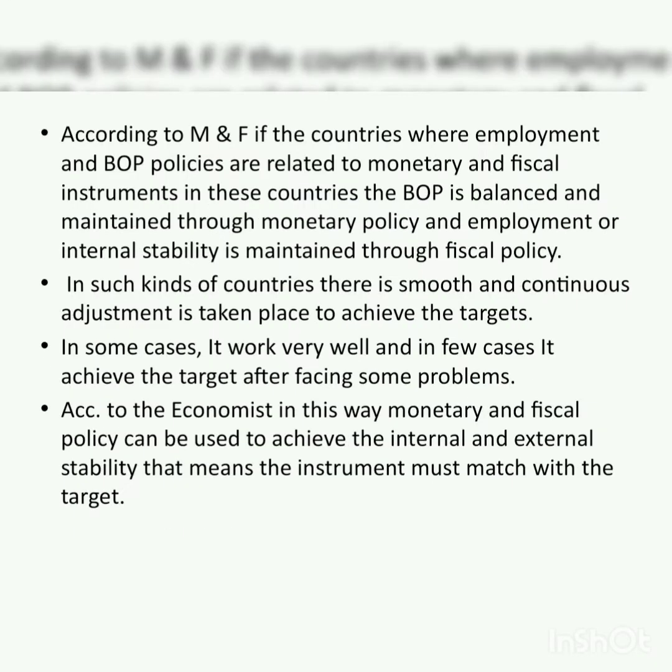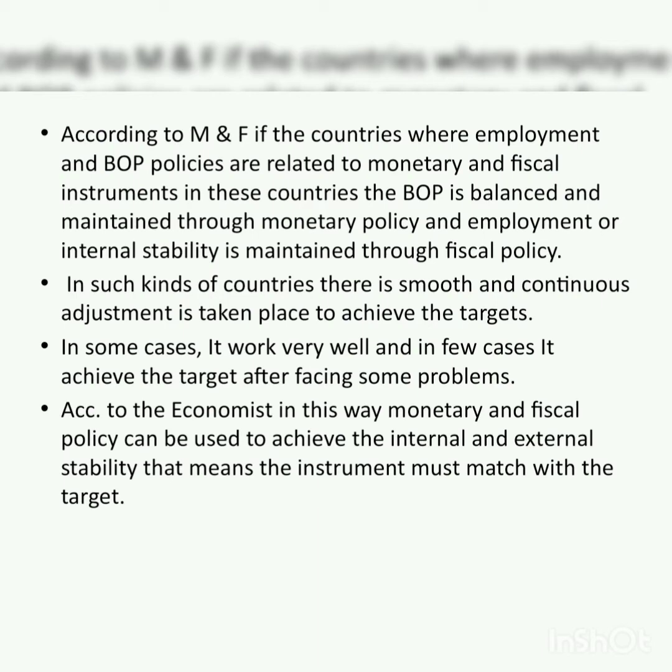According to Mundell and Fleming, in countries where employment and balance of payment policies are related to monetary and fiscal instruments, the balance of payment is maintained through monetary policy, and employment or internal stability is maintained through fiscal policy. That means if you want to increase the level of full employment in the country, that is internal stability, that can be done through fiscal policy. And if you want to achieve external balance, that is, correct the balance of payment deficit or surplus, that can be done through monetary policy.